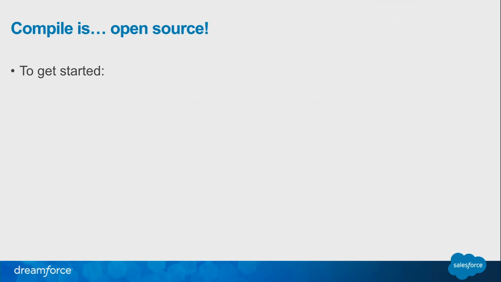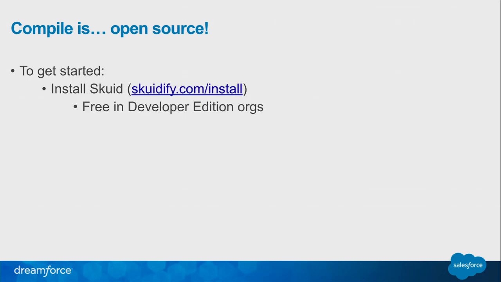So what does that mean? The UI for compile is built on top of Squid. So the first thing you need to do is install Squid in your org. In a DE org, or developer edition, you can have Squid for free forever, which is great. And in production, it's a 30-day free trial, and after that it's $10 per user per month for a full user. But it's really helpful for doing this UI.